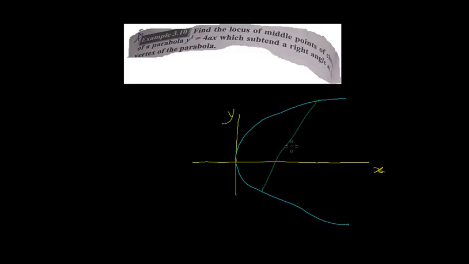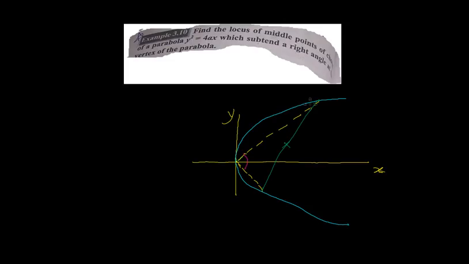And what about the middle point? This is the middle point of the chord of the parabola, and this chord is not an ordinary chord. This chord is subtending an angle of 90 degrees at the vertex. This is the chord, and this angle is 90 degrees.